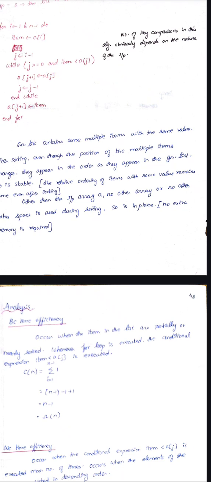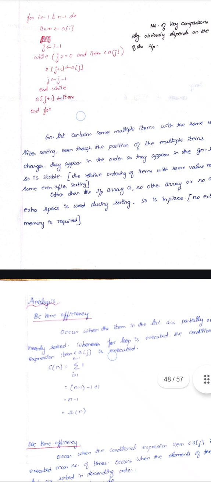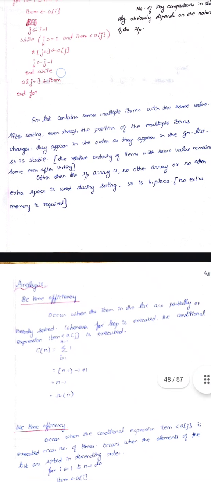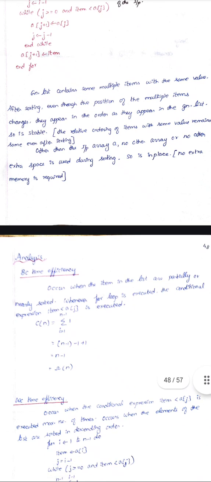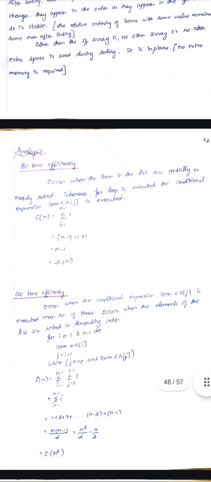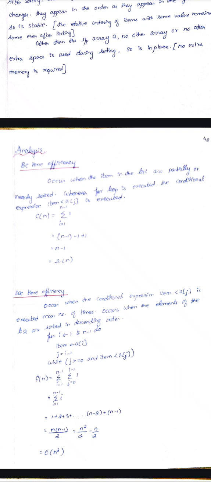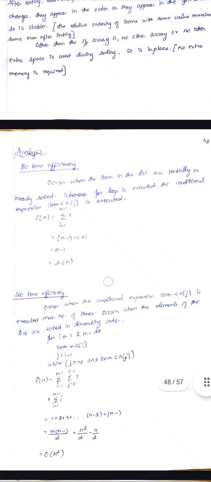If a given list contains multiple items with the same value, after sorting, even though the positions change, they appear in the same order as they appear in the given list, so it is stable. Other than that, no extra array or extra space is used during sorting, so it is in place. In other algorithms these extra spaces are used, but here we don't use any, so it is in place.